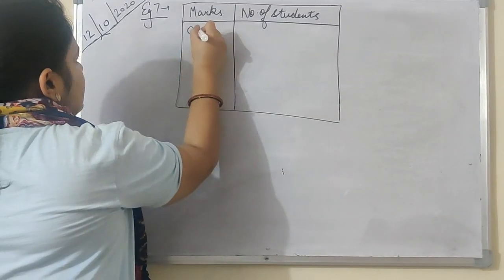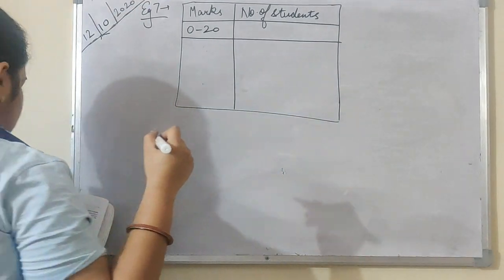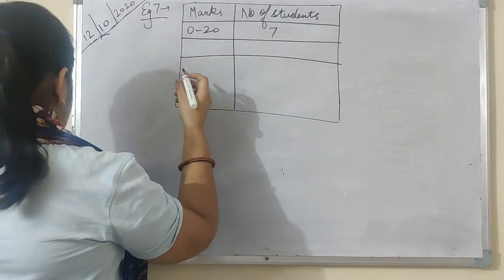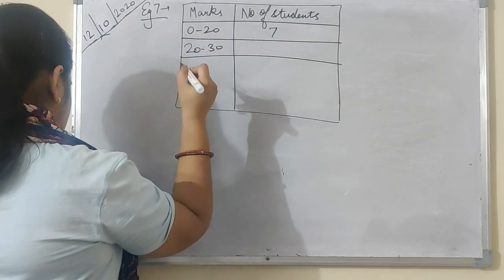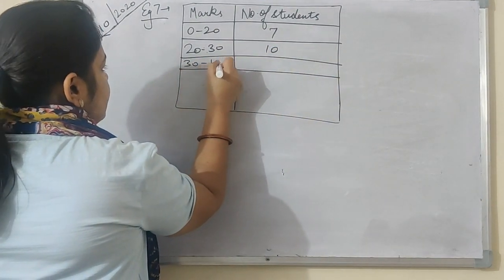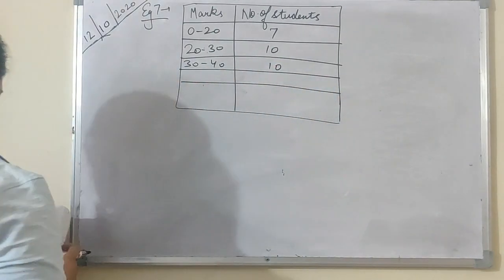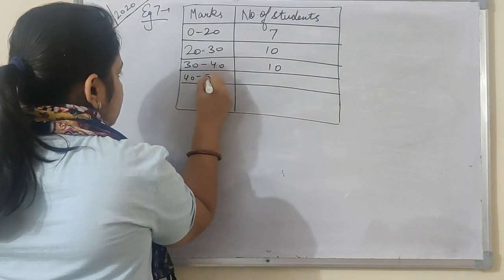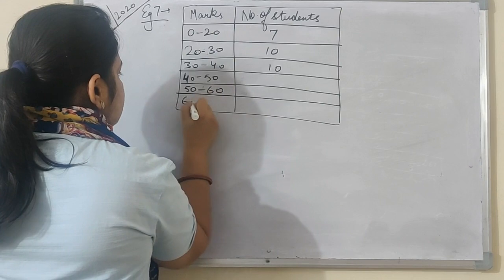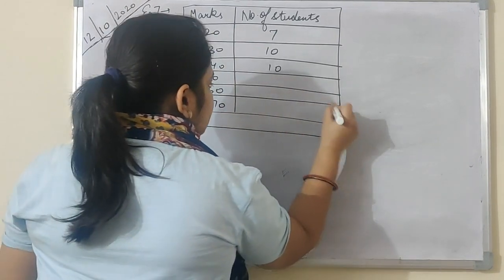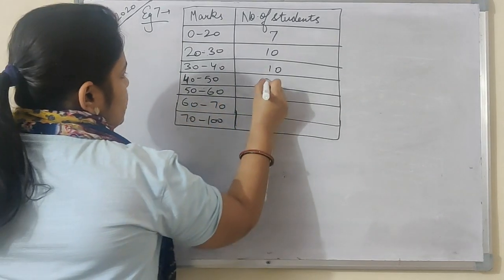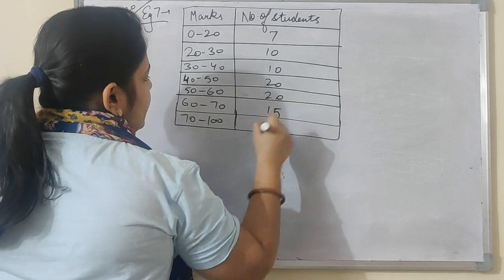Okay. Now here, you will see that the intervals are 0 to 20. Then the frequency or number of students occurring here is 7. Then here 20 to 30, again the number of students is 10. Then for 30 to 40, the number of students is 10. Then for 40 to 50, then for 50 to 60, then for 60 to 70, then for 70 to 100. So here you will get 20, 20, 15 and 8.